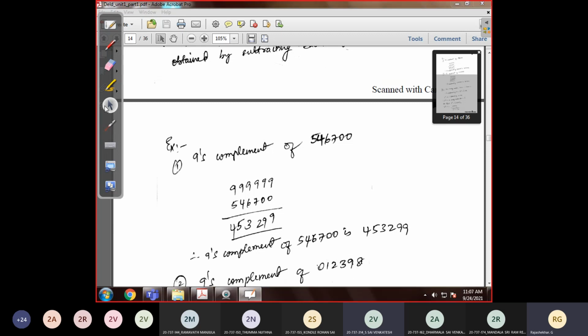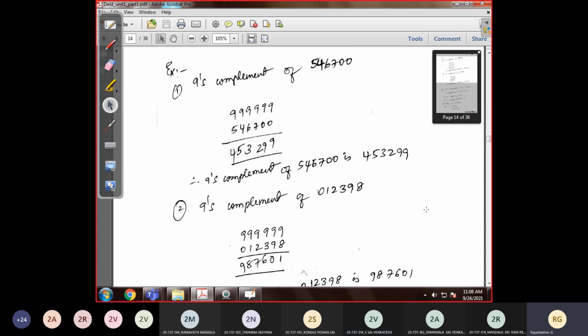Just identify how many digits are there in the given number, and based on that, simply subtract the given number from that many 9s. So the answer for this problem: subtract 012398 from six 9s. Therefore, the 9's complement of this number will be 987601. All of you got it? Online guys?